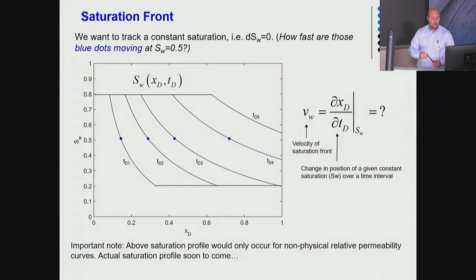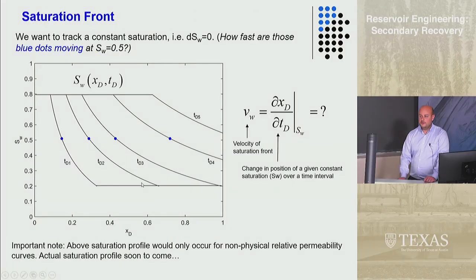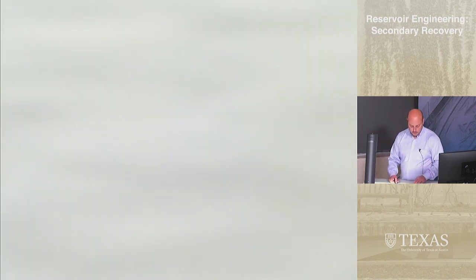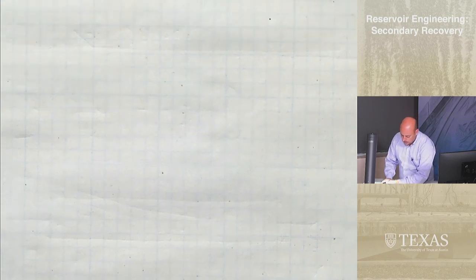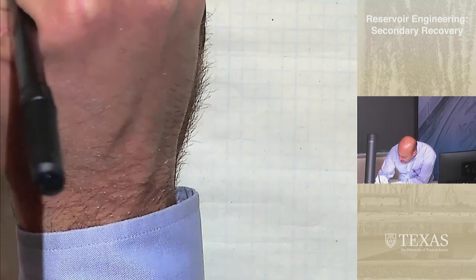Let me just go back and show this one real quick. We're looking at these velocities at a very specific saturation, SW. So SW is not changing. It's 0.5, it's 0.5, it's 0.5, those blue dots. So saturation is not changing. Or in other words, the change in saturation dSW is going to be zero.